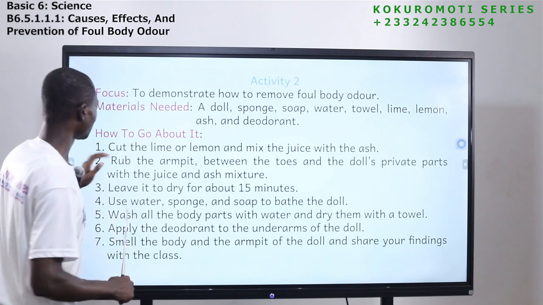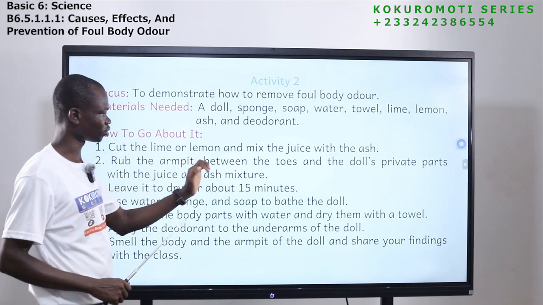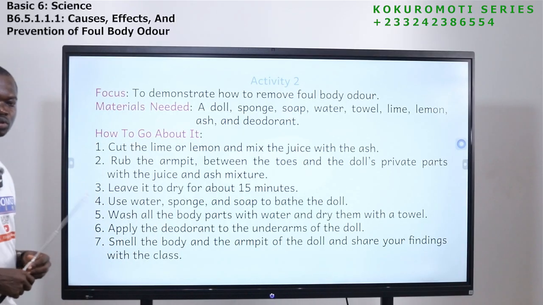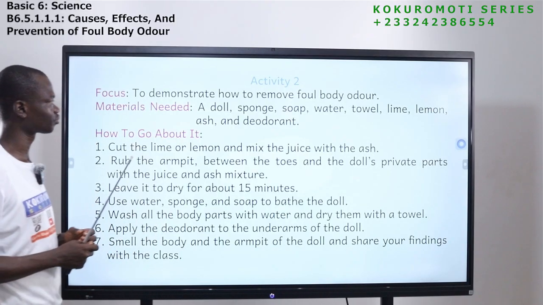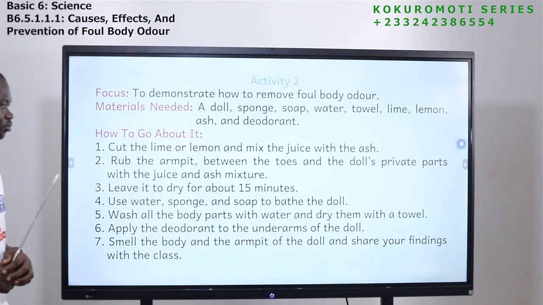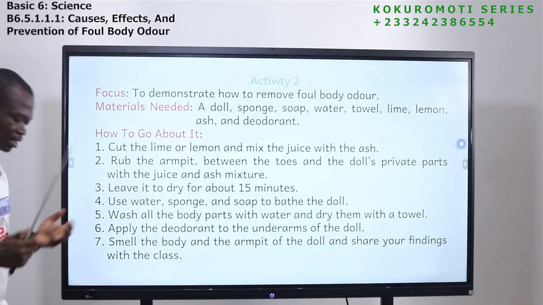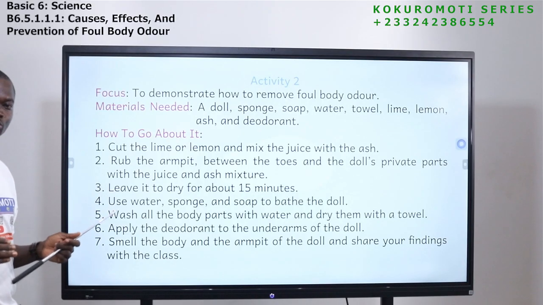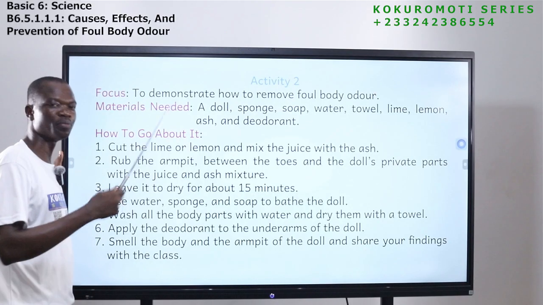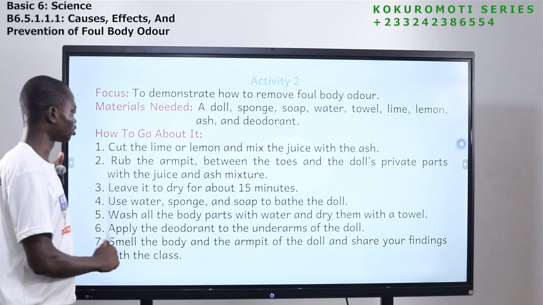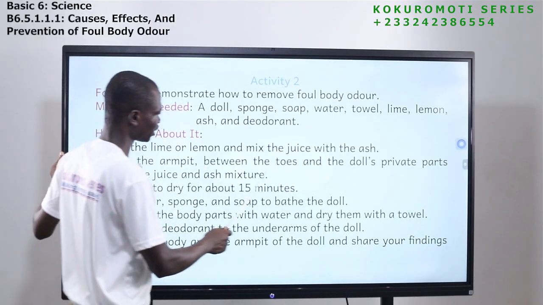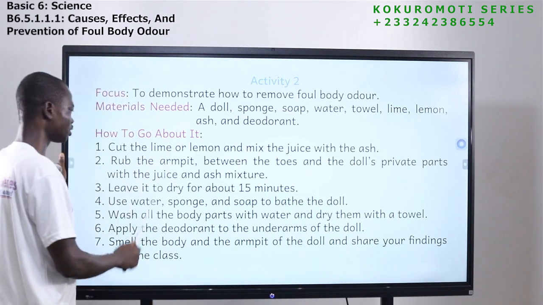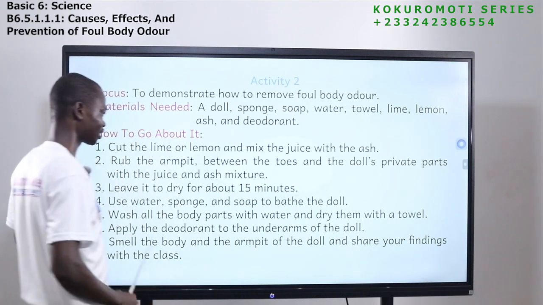Number 1, cut a lime or lemon and mix the juice with the ash. So we want to remove foul body odor. What we need is lime or lemon. You cut it into 2, and then you mix the juice with what? Ash. So rub the armpits, between the toes, and the private parts with the juice and ash mixture.